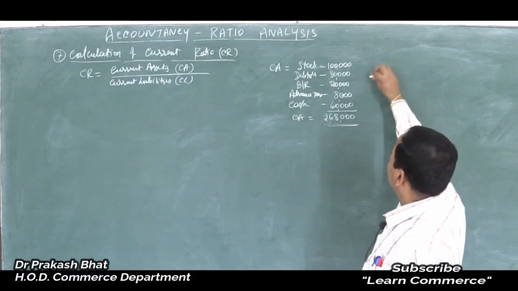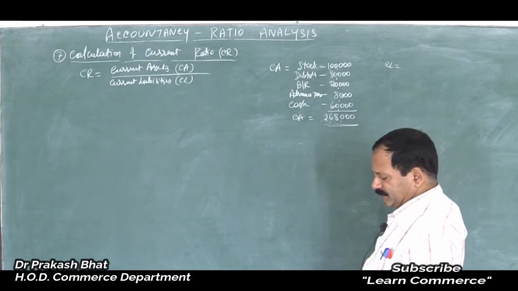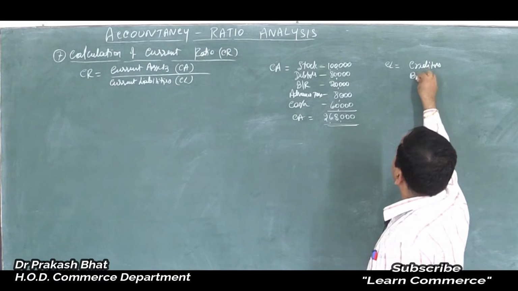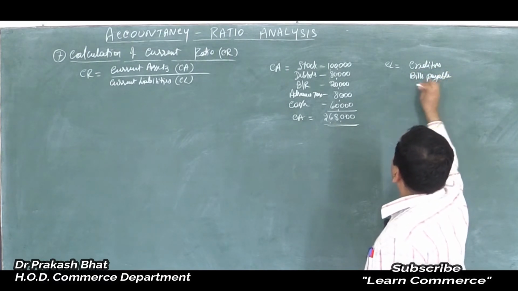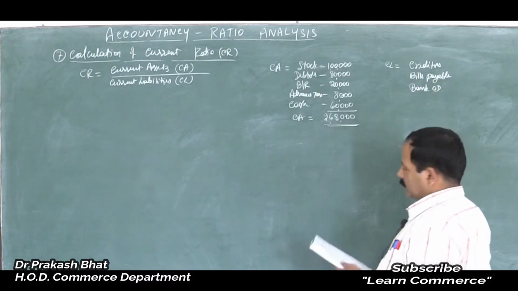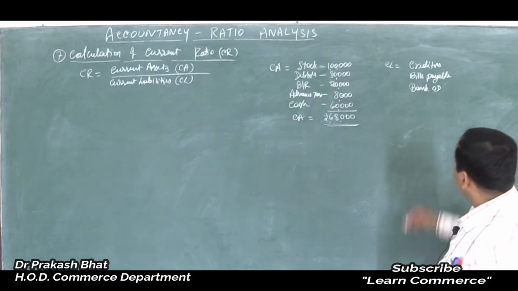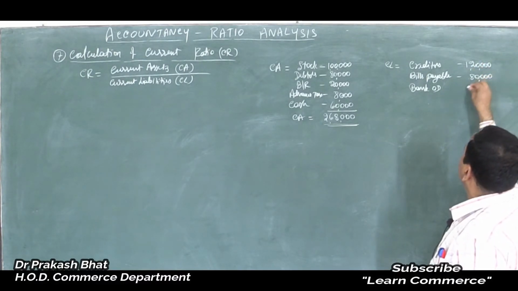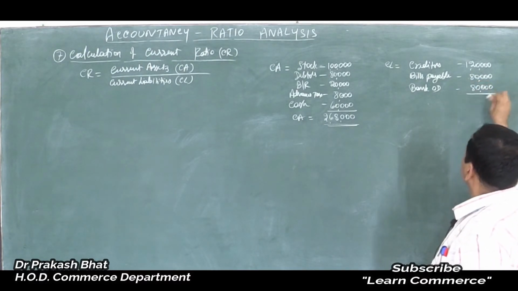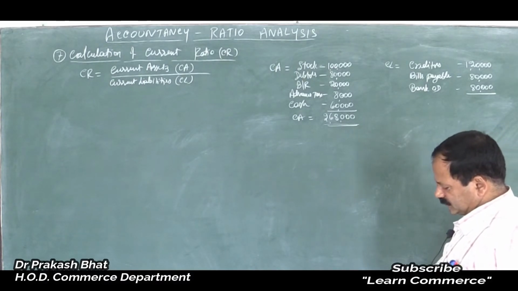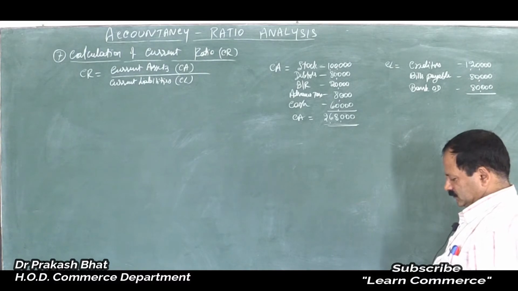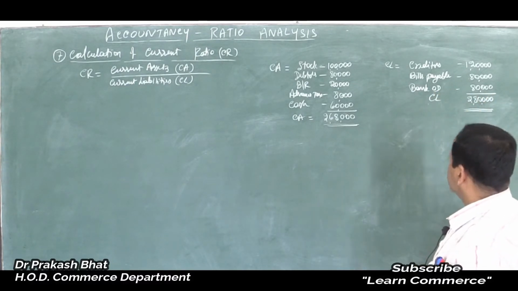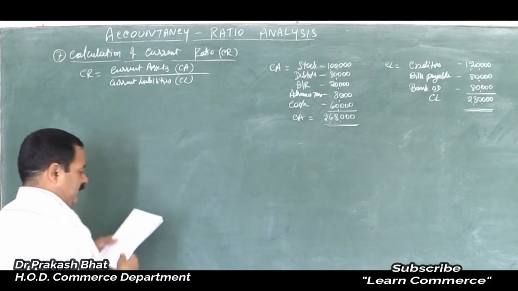Now moving on to current liabilities is equal to creditors, bills payable and bank overdraft. How much? 1,20,000, 80,000, and again 80,000. Yes, it is. 2,80,000 is the total. This is total current liabilities. Correct? Now, substitute in the formula.